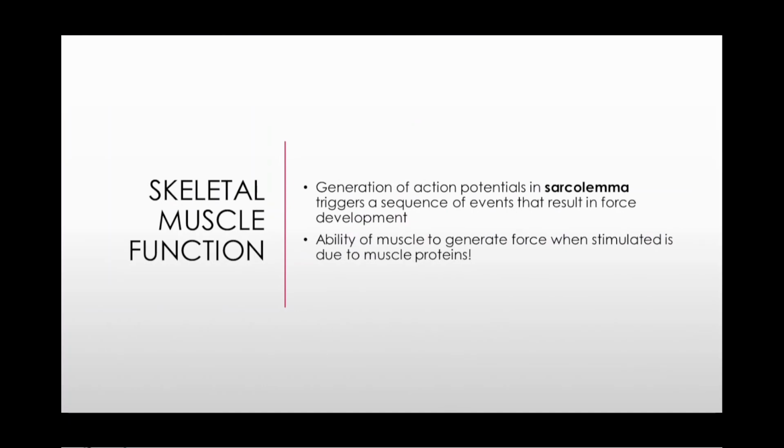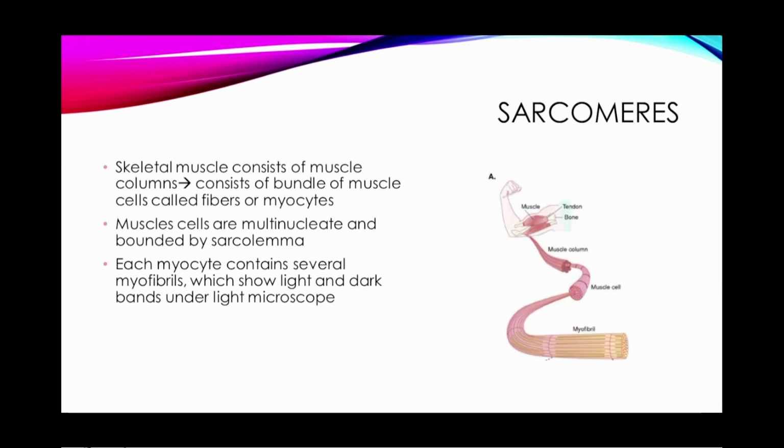So our skeletal muscle is organized in a way in things called sarcolemmas, and they help the sequence of events that influence development of movement. The ability of muscle to generate force when stimulated is due to our muscle proteins. We have proteins in our muscle, and they allow that to happen. So we have all these muscle columns. They're just cords, and when you bundle them all together, they get stronger.